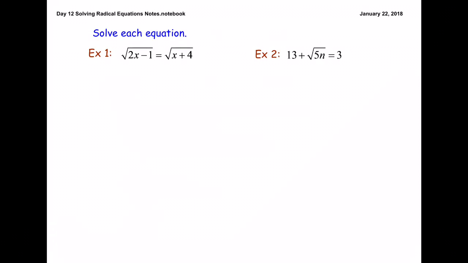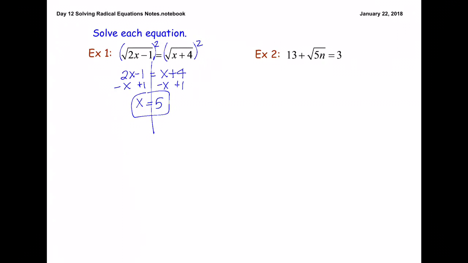When we solve the equation in example 1, the square root of 2x minus 1 is equal to the square root of x plus 4, we want to square both sides to undo our radical. So we're left with 2x minus 1 equals x plus 4. You then just want to solve for x. The inverse of positive x is minus x. The inverse of negative 1 is plus 1. So we get x is equal to 5.